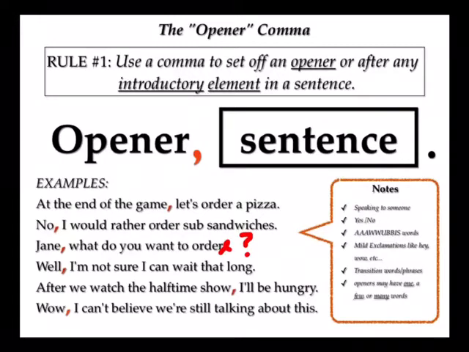The opener comma. First rule. Use a comma to set off an opener after any introductory element in a sentence. You have your opener, you follow it with a comma, and then you have the rest of your sentence. There's several examples.